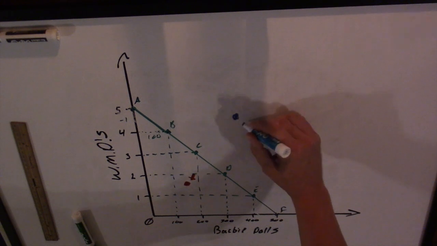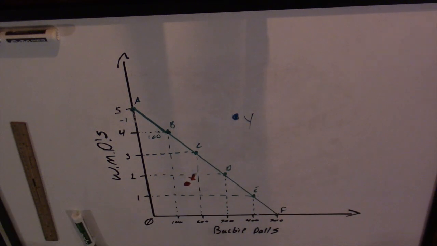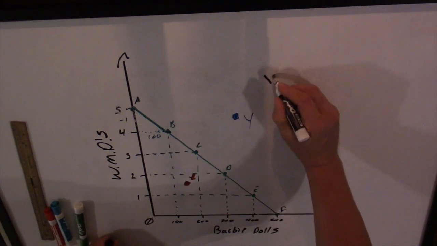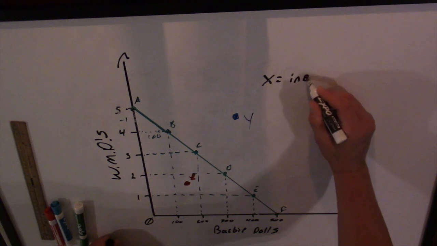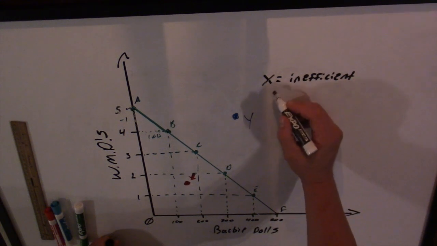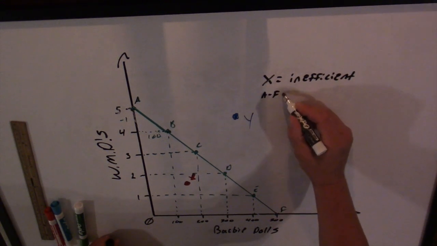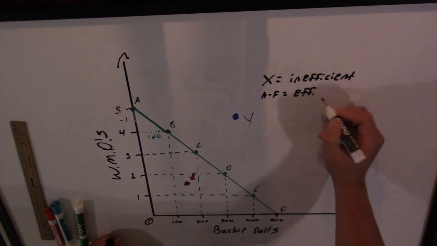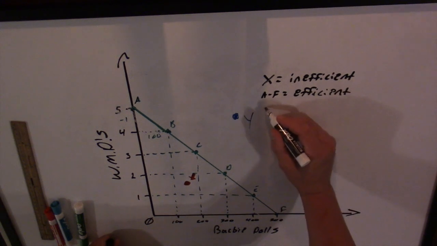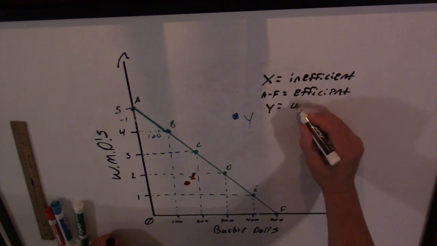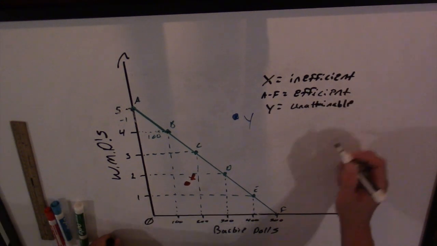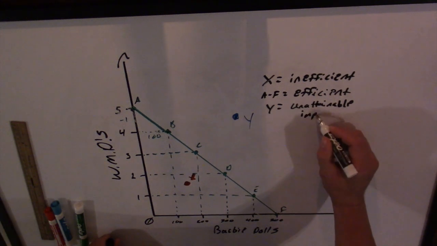All right, so we're going to make a couple other points that you need to graph on here. We're going to put point X down here below the line, and point Y up here above the line. Point X is what we're going to call inefficient production. Anything below the line that we drew is inefficient production, meaning that we're not utilizing our resources to the max of their capability. Points A through F are all efficient production. At any point, if that's what we're producing, we're doing it efficiently. Point Y is unattainable or impossible. We just lack the resources to be able to achieve that goal at the current time.